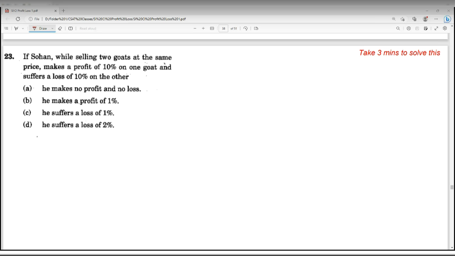Doesn't have option D. So it's almost like an even distribution. So let's see how to go about this question.